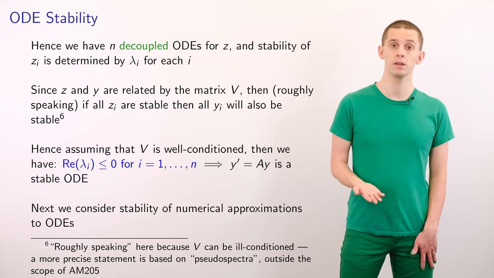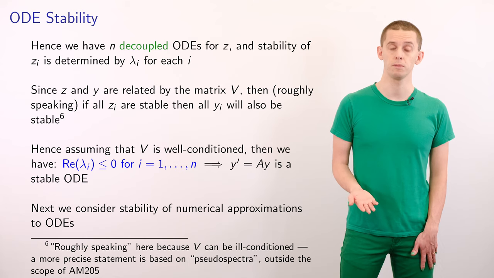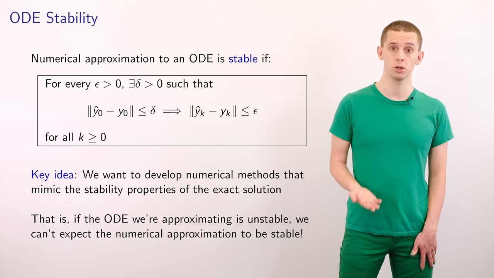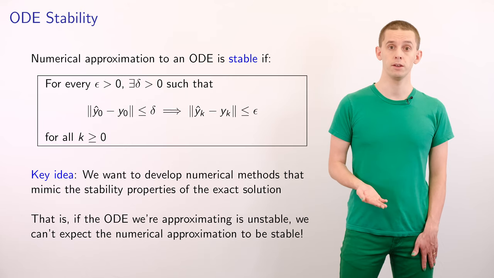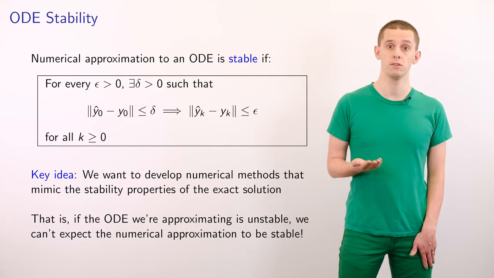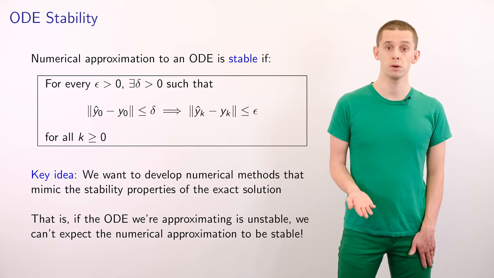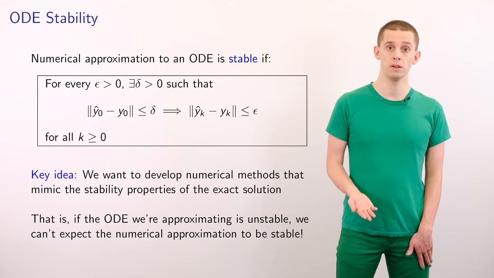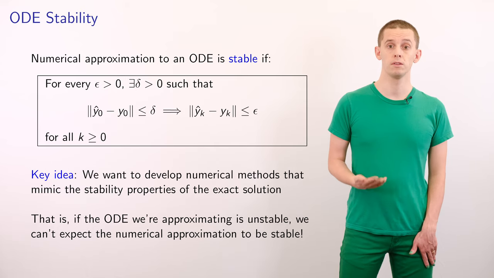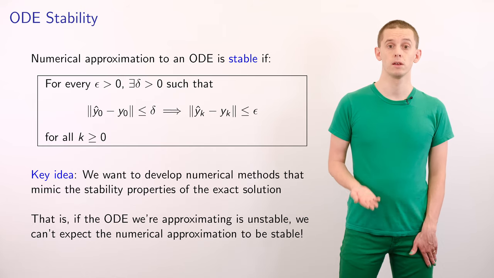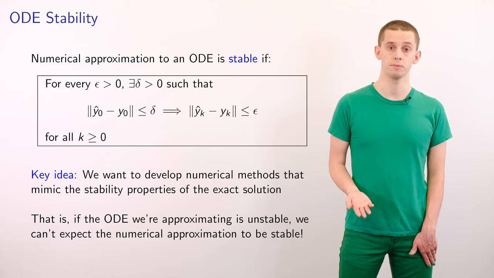Now let's look at the stability of different numerical approximations to ODEs. So we'll define y subscript k and y hat subscript k to be the numerical approximations to our ODE for two different initial conditions. And we'll define that our numerical approximation is stable if it satisfies the following definition. For every epsilon greater than zero, there exists a delta greater than zero, such that if our initial conditions are within a distance delta in norm from each other, then our numerical solutions will be within a distance of epsilon from each other in norm for all k greater than or equal to zero.